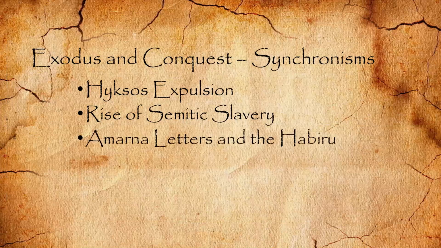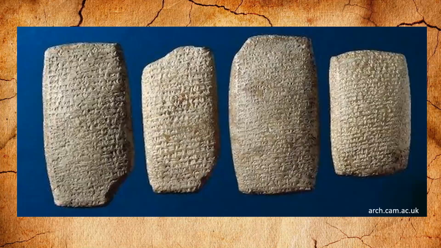Now let's transition from the Exodus to possibly the conquest. We have the Amarna letters and the Habaru. Again, this is an area that elicits a lot of discussion and argument. Amarna was the capital of Akhenaten, who was a pharaoh of Egypt in the mid 1300s.